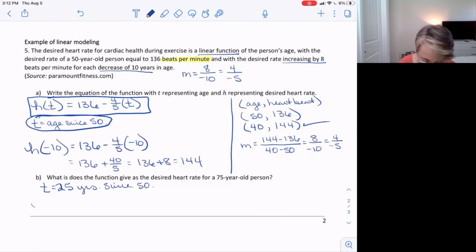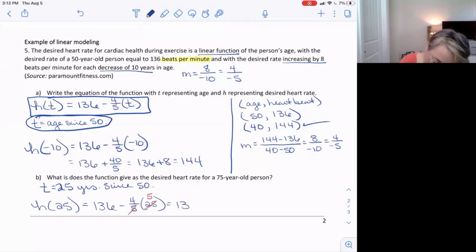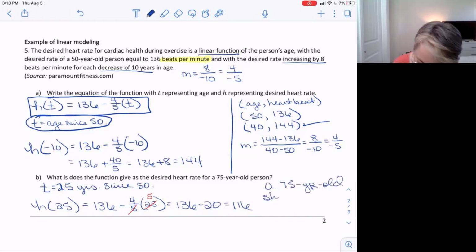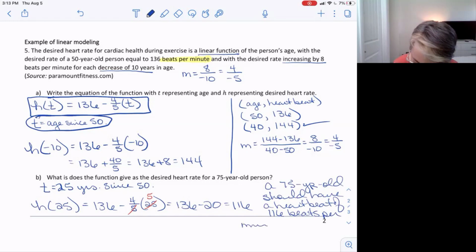So we're going to find h of 25. So 136 beats per minute minus 4/5 times 25. 5 goes into 25 5 times. So we get 136 minus 20, which is 116 beats per minute. So a 75-year-old should have a heartbeat of 116 beats per minute during exercise.